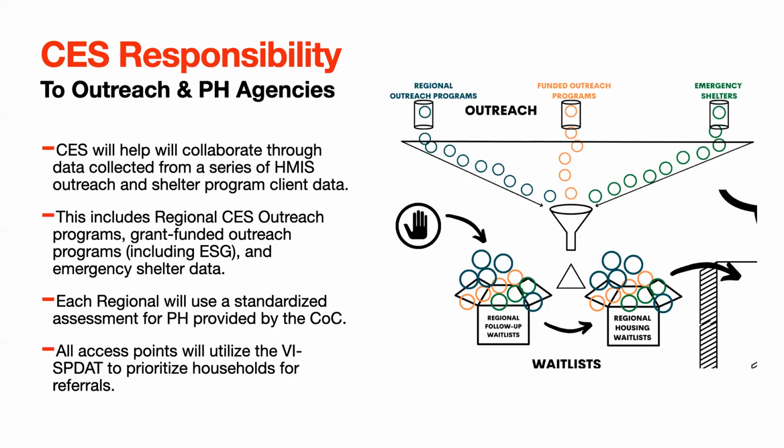So, a quick general note here: the CES responsibility to outreach and permanent housing agencies. Of course, our CES is supposed to help us collaborate with the data collected so that we're able to connect with shelter and outreach programs and add that data into our coordinated entry system. This includes our regional outreach programs, and our funded outreach programs, which are mostly funded through ESG, and also emergency shelters. So whenever we look at our coordinated entry system, it is pulling data from all three of these sources.